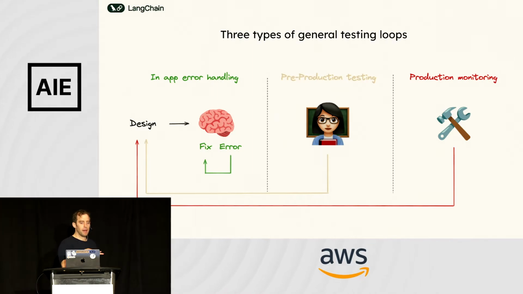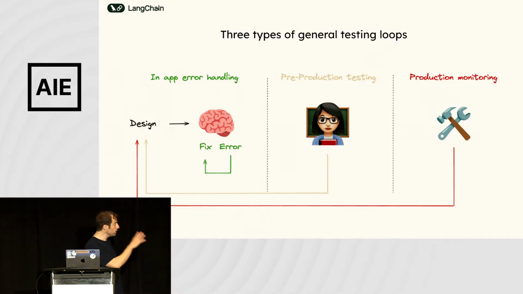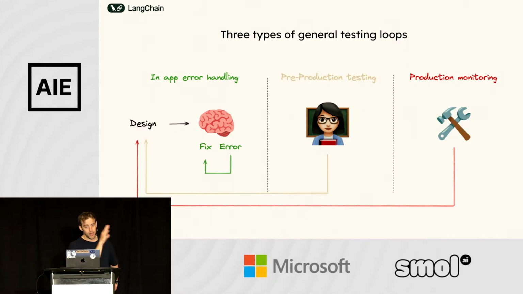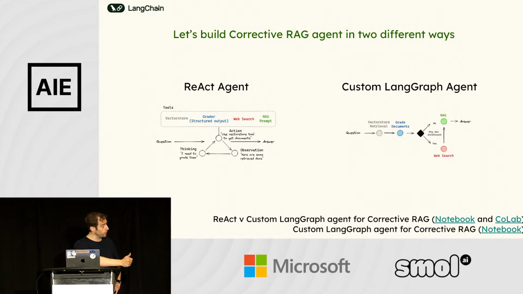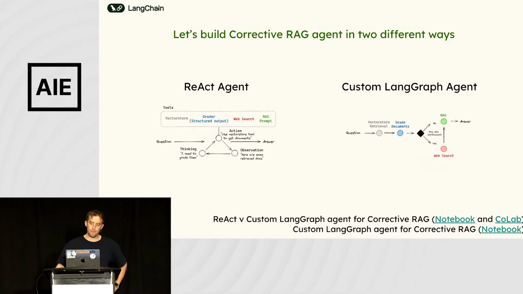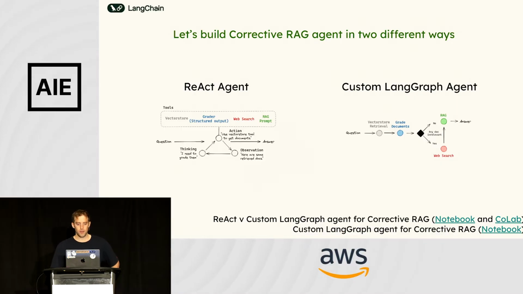One is this in-app error correction, and that's actually what we just talked about. So LangGraph and LangGraph agents are really good for that. Basically, in-app error handling, where you can catch and fix errors, is really useful for code generation. For RAG, we just talked about that, so that's like placeholder one. Now we get into this idea of pre-production testing, and then finally, production monitoring. And I want to introduce a few ideas on the latter two.